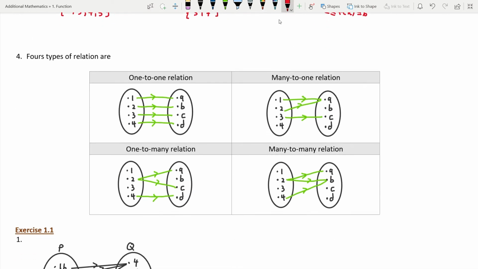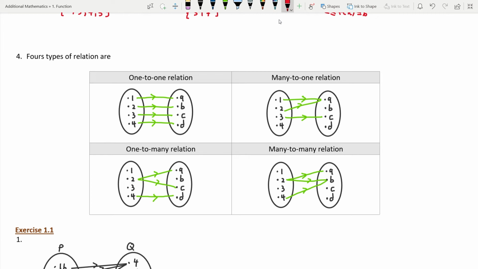We have 4 types of relation in total. The first one is one-to-one relation. Each object is linked to one image only. The second type is one-to-many relation. One object can link to more than one image. They might link to one or more than one. So in this case, they are called one-to-many relation.